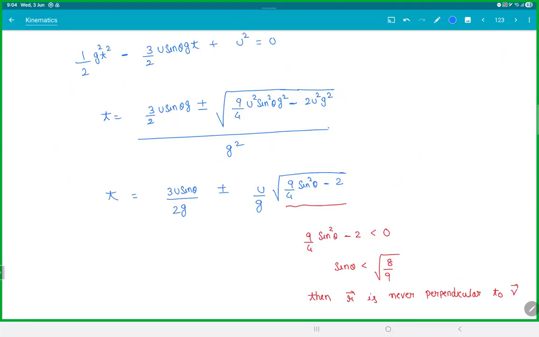Meaning if sine theta is less than root 8 by 9, then r bar will never be perpendicular to v bar. That means it will never become an obtuse angle, right? If you're not becoming perpendicular, you'll always remain an acute angle only. As long as the angle doesn't become obtuse, the distance will keep increasing. Are you getting how both are connected? Actually, it's the same question.